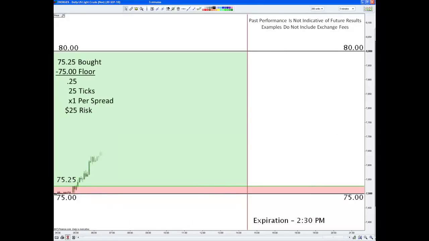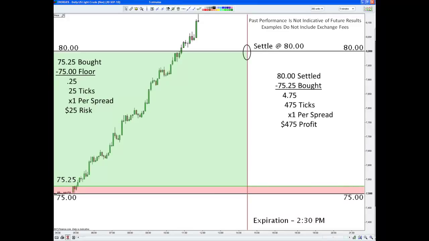Well, let's look at what happens if the market just flies up. On this trade, it would have settled out at 80, because remember, you can make money all the way up to the ceiling. And so on this trade, you would have made $475 on a $25 risk trade.